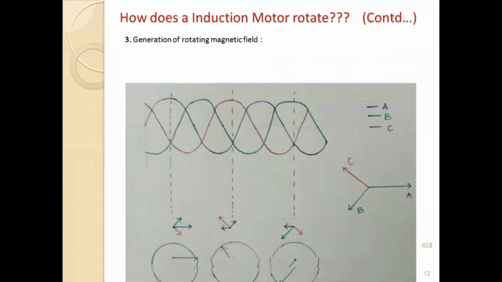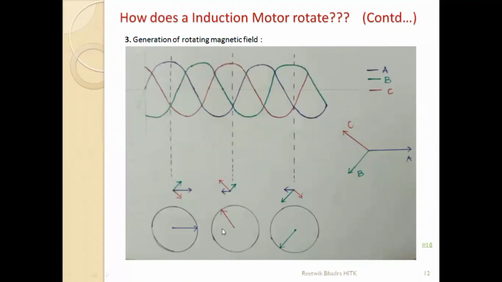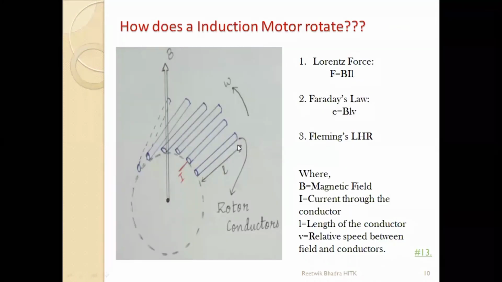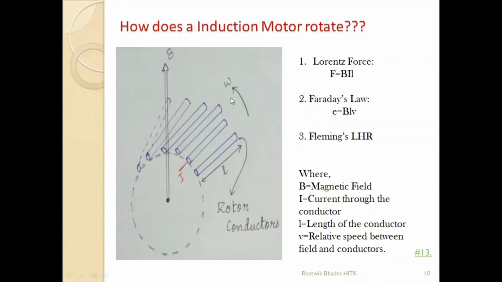One thing just for confirmation: this B is rotating in nature. If B is rotating, and this is also rotating, there will be a relative speed. So there will be an EMF in the turns. There will be a current and a force will be acting. Therefore, if force is there, there will be a torque and the conductors will rotate. So this is how your induction motor rotates.